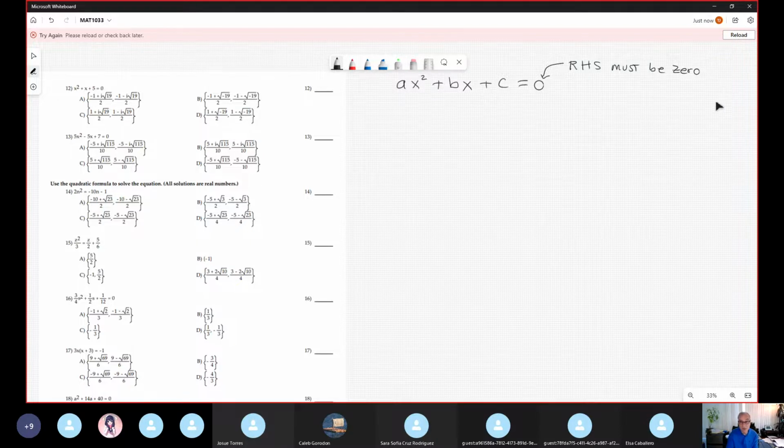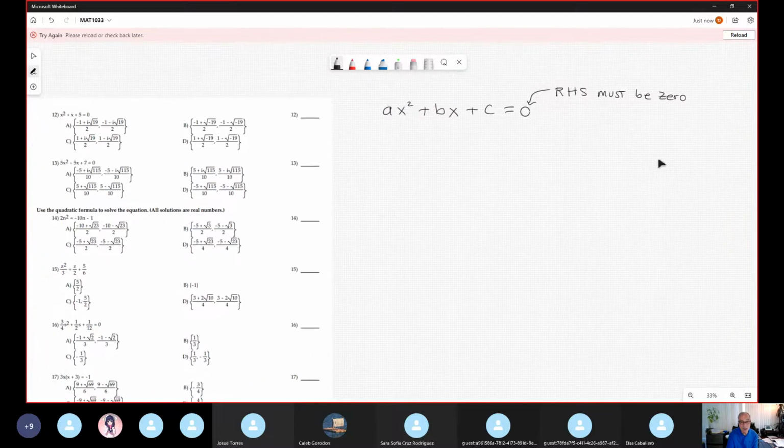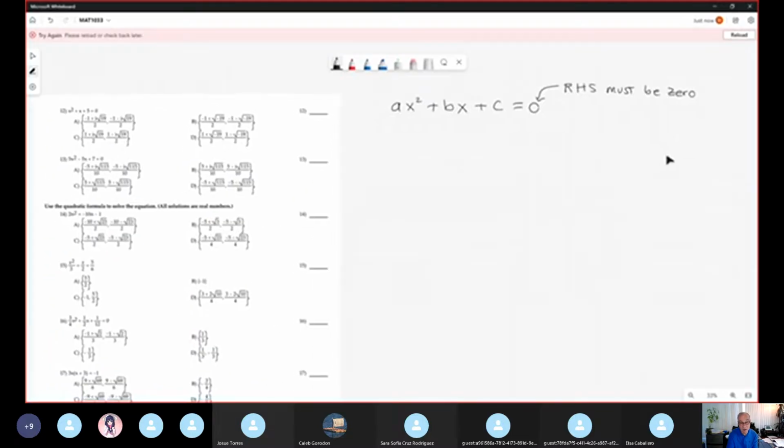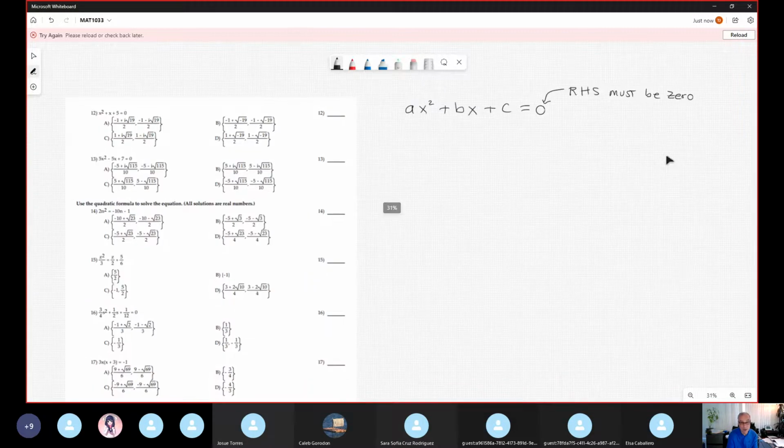Unfortunately, we do not always have this format nice, but you need to manipulate. So step zero to start any problem is to express it in standard form. And I bring another example which involves fractions, and you know how we eliminate the fraction in algebra.